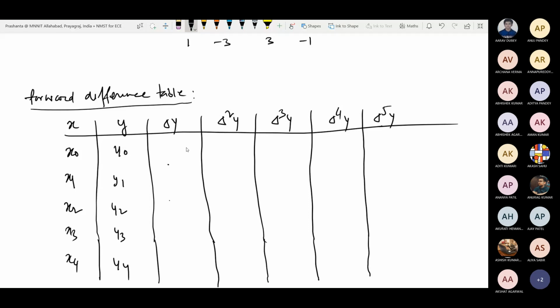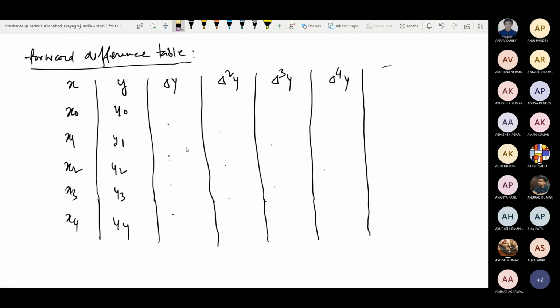Here, at this middle, next here, here. Fifth order forward difference will not be there for 5 data points. So it will not be there. If data points are 5, this part will not be there.